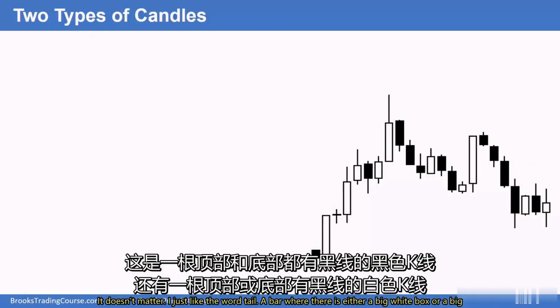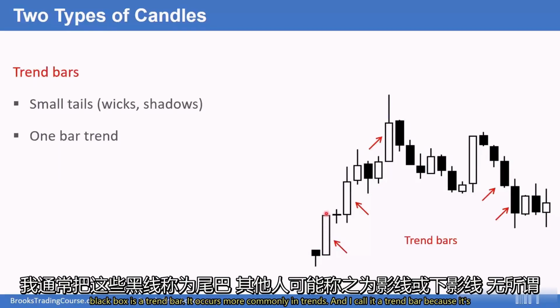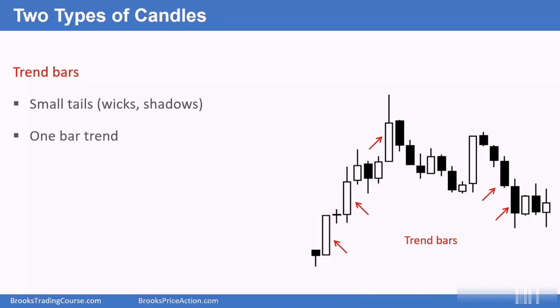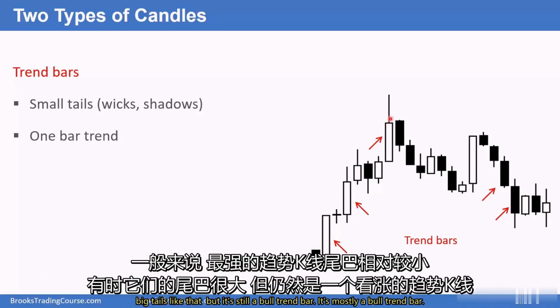A bar where there is either a big white box or a big black box is a trend bar. It occurs more commonly in trends. And I call it a trend bar because it's a 1-bar trend. So the market is trending up for this 1 bar. Open near its low, close near its high. In general, the strongest trend bars have relatively small tails. Sometimes they have big tails like that, but it's still a bull trend bar. It's mostly a bull trend bar.